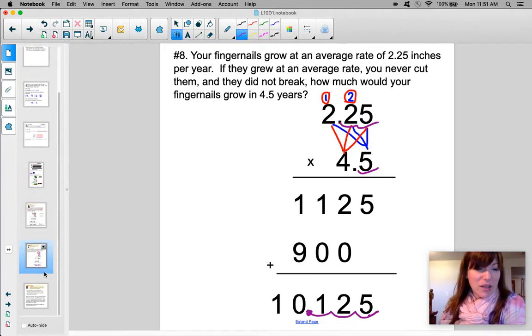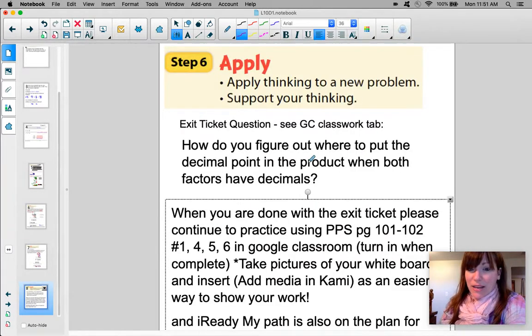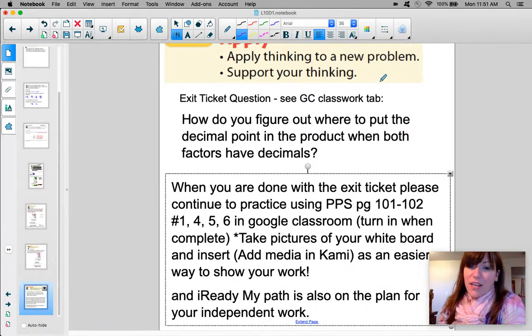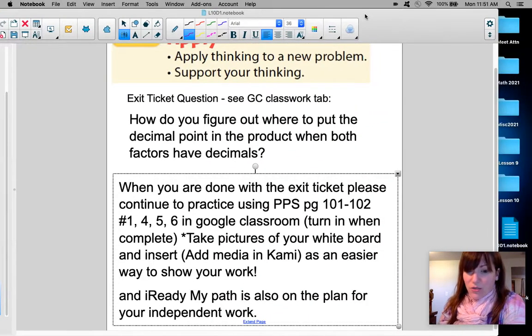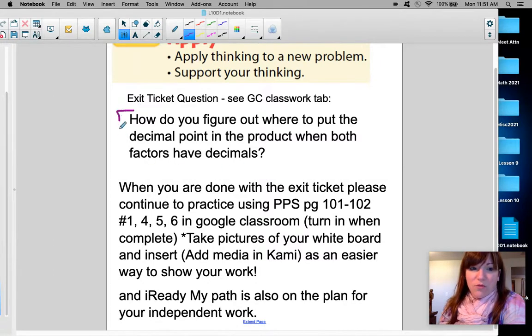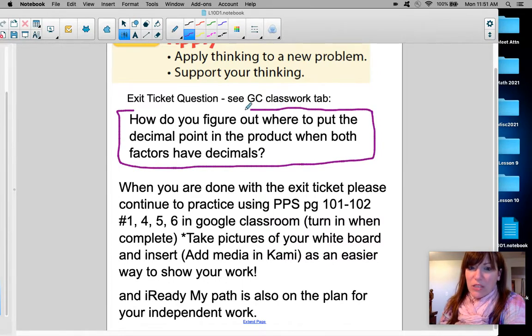So hopefully you were successful on that. That is the end of my explanations. You just have a quick question on Google Classroom to do, no exit ticket with Pear Deck today. So I want to know from this video how and what you learned: how do you figure out where to put the decimal point? What was our trick? And in the product, or answer, of a multiplication problem, when you have 2 numbers that are being multiplied together and both of them are decimals, so both factors have decimals, how do you figure out where to put that decimal point in the product?